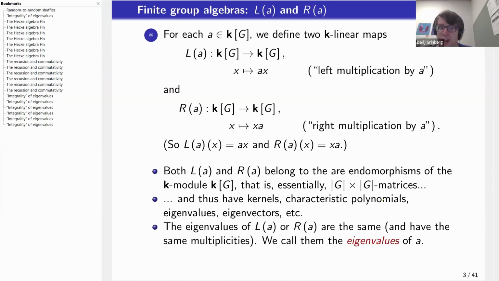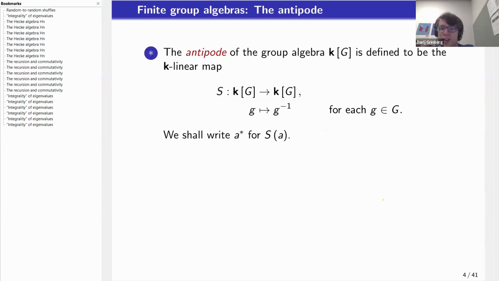And in fact, it doesn't matter that much whether you're doing left multiplication or right multiplication. L(A) and R(A) have the same eigenvalues with the same multiplicities, so you can just call them the eigenvalues of A.